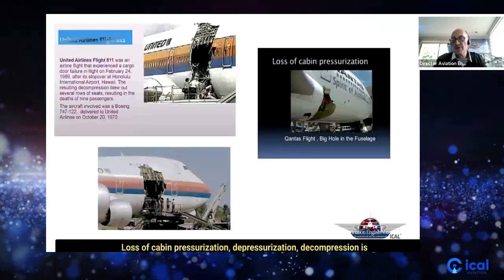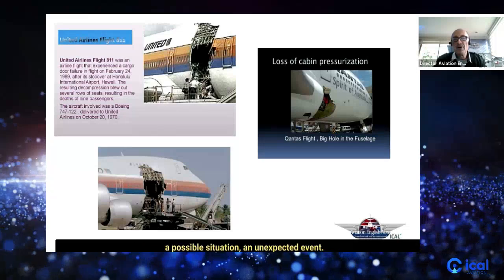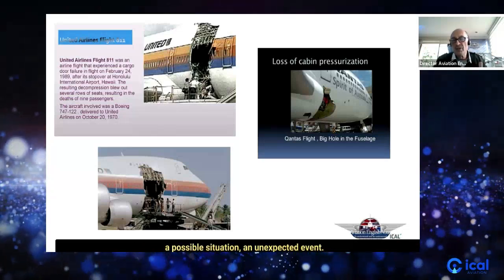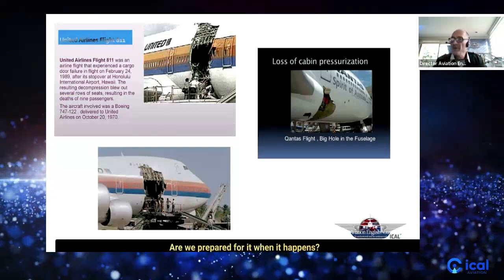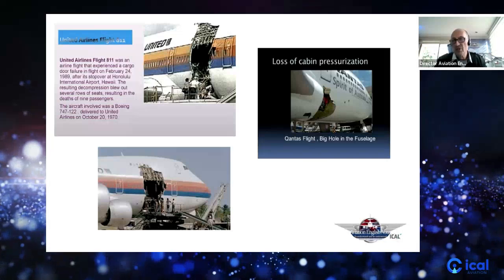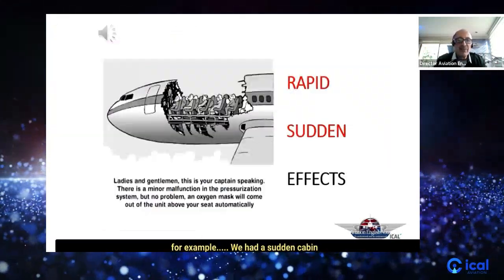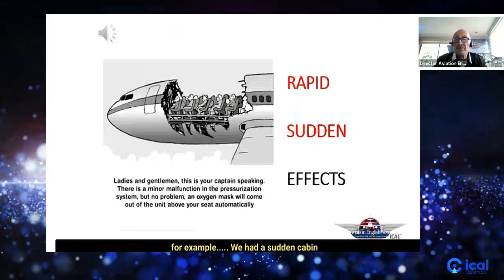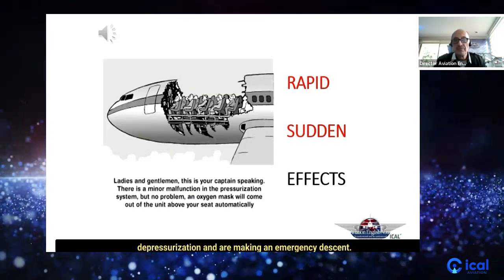Loss of cabin pressurization, depressurization, decompression is a possible situation, an unexpected event. Are we prepared for it when it happens? Normally when it happens, it can be, for example, we had a sudden cabin depressurization and are making an emergency descent.